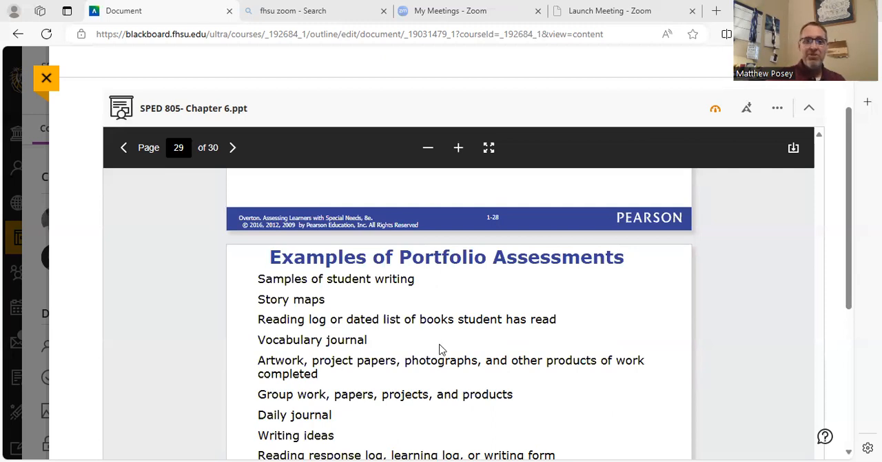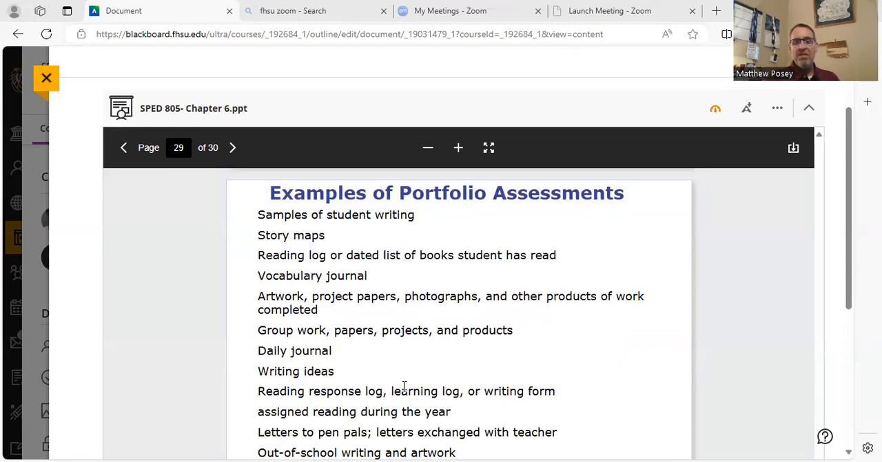It could be a vocabulary journal that they keep throughout the year on new words and meanings that are introduced to them. Could be artwork, project papers, photographs and other products of work that's completed. It could be work samples from group work, projects, or a daily journal, with writing ideas that they come up with, perhaps that they would want to use at a later date and time.